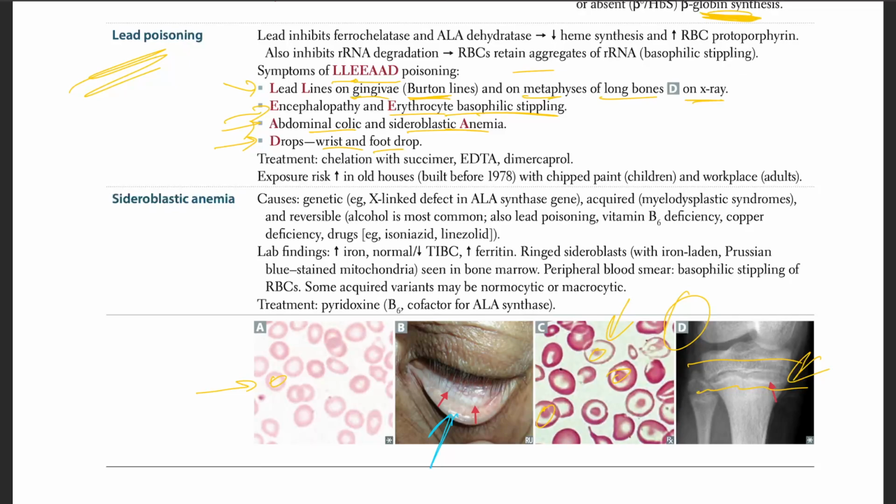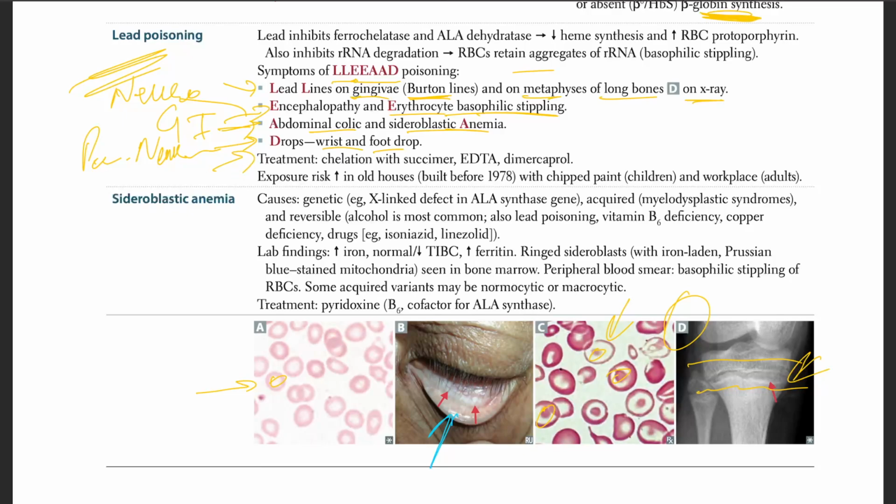So you can just think about it in this way. You have neuropathies, and you get GI disturbances. This is more like peripheral neuropathy, and in neuro you have encephalopathies. So these are really high yield for lead poisoning.